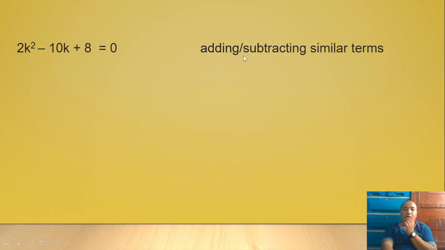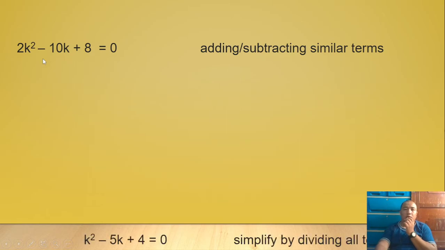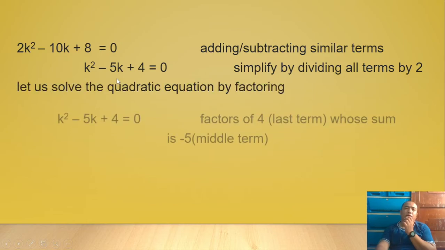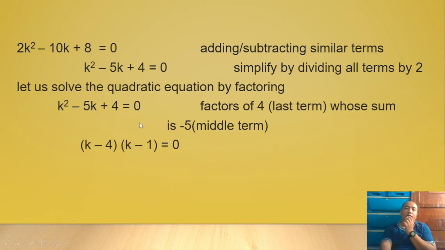You can still simplify this quadratic equation. K squared minus 5k plus 4 equals 0. Now let us try to solve this quadratic equation by factoring. What are the factors of 4 whose sum is negative 5? Negative 4 and negative 1. So k minus 4, k minus 1 equals 0. Therefore, k equals 4 or k equals 1. Solving for k with the zero product property.